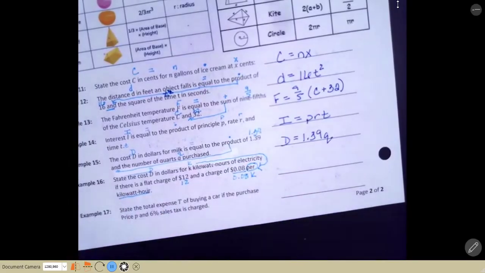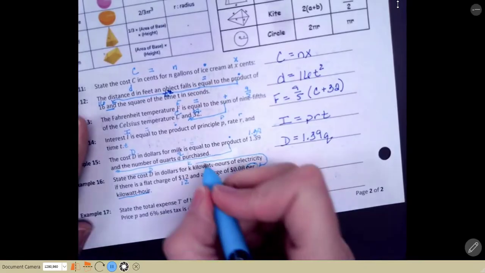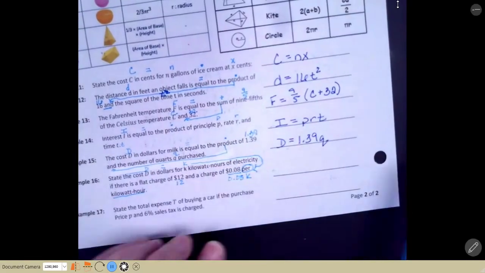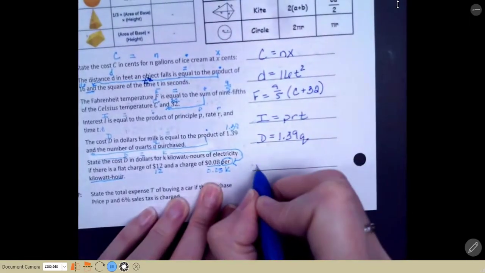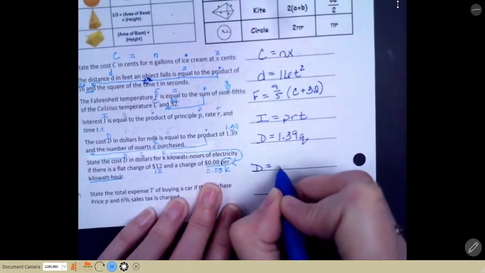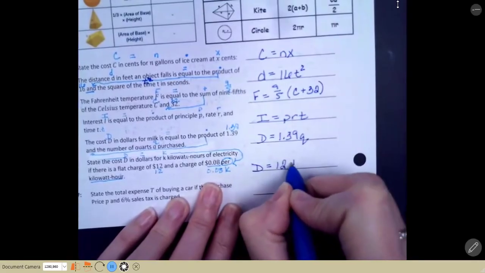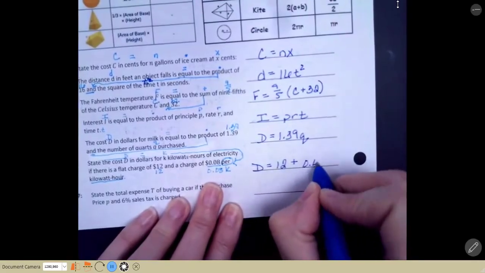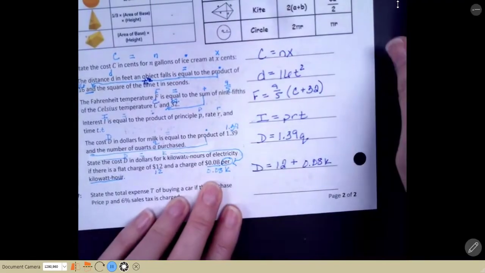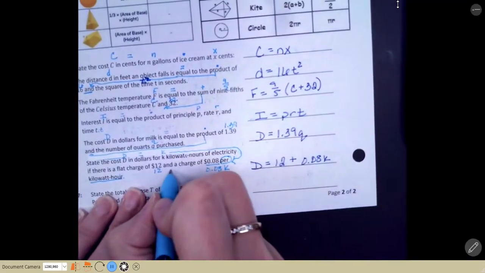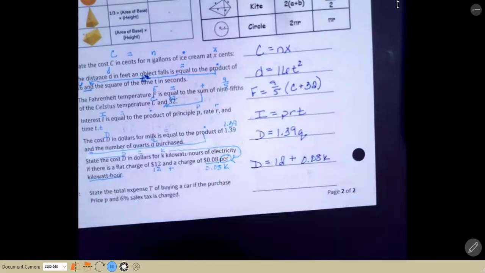Now, where is our equal sign here? After the D. So this one would be D equals 12 plus 0.08K. And I forgot to put my plus right here. So you're taking the $12, and in addition to that, you have to pay 8 cents per kilowatt hour. Okay.